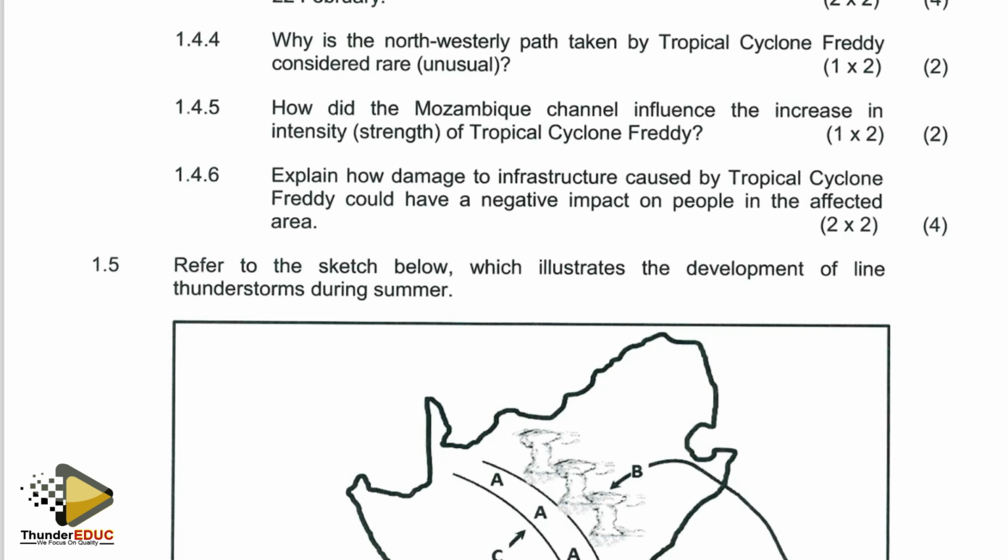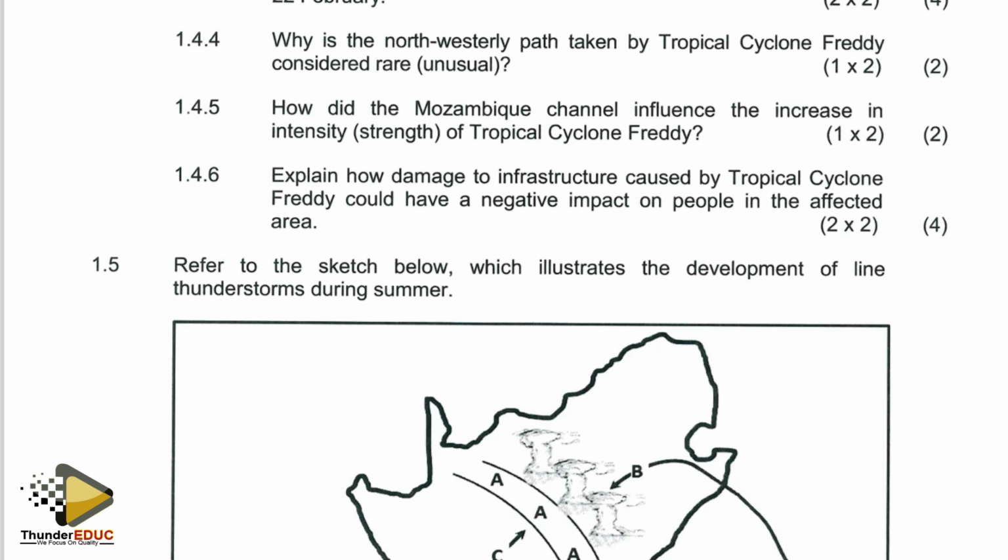Then you can also talk of the damage to houses. Tropical cyclone Freddy caused damage to houses. How does it impact on the people? It results in homelessness. If people's homes have been destroyed, then it's a problem for the people, them becoming homeless. And damage to buildings, we can talk of damage to productive buildings like the factories and the industries. That will result in loss of jobs for the people, or that can result in unemployment. That is also a negative implication of damage to infrastructure and its resultant effect on people.